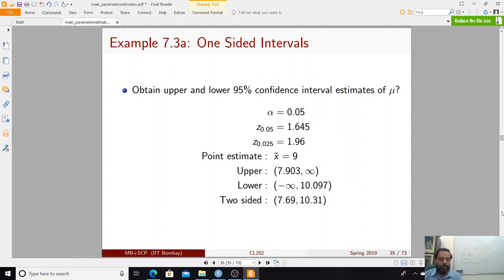So again, we go back to our problem where mu was transmitted from location A to location B. You already found out the two-sided confidence interval. It was this. But you would like to find out the upper 95% confidence interval. So it is 7.903 to infinity. Here you can claim that the mean value of mu, which was being transmitted from location A, is, with 95% confidence, greater than 7.903. And with 95% confidence, you can claim that the mu value is less than 10.097. And the two-sided confidence interval is what we already calculated. So you know how to calculate these upper and lower confidence intervals using the formulas that we just discussed. All right.